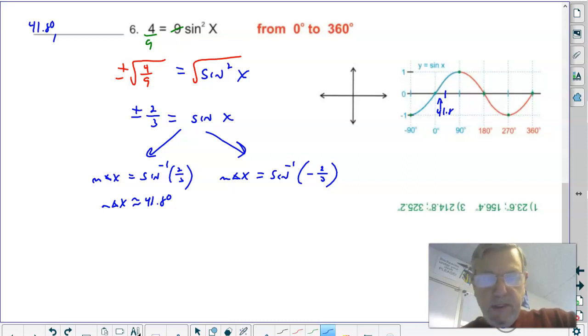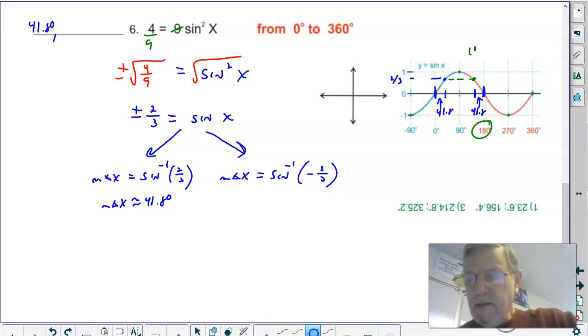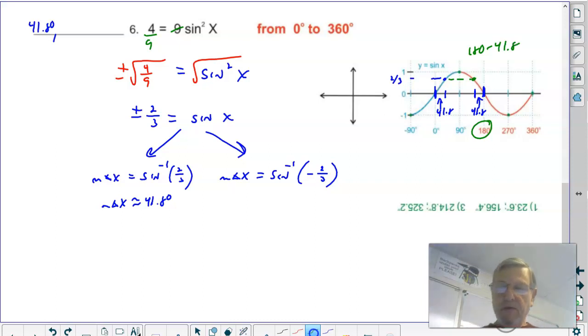And again, this goes over to the 2/3, right? And therefore our second value is going to be there. Now again, be careful. You have to be able to see that from there to there is the 41.8. So this second value is going to be the 180 backed up 41.8. So what is that? 138.2? And there's our second value.